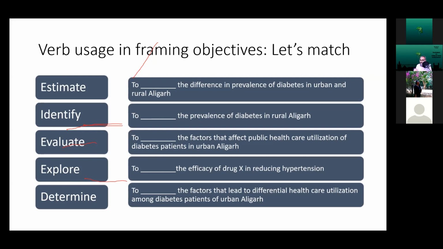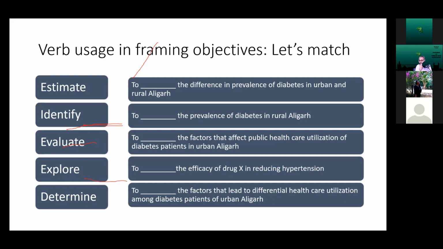In the 3rd, you are saying that I just want to know the factors that affect the public healthcare utilization. But in the 5th one, you are admitting that there is a differential healthcare utilization. I want to know the factors that affect that. If you're writing both of these as a research question or objective, the 3rd should come before the 5th.